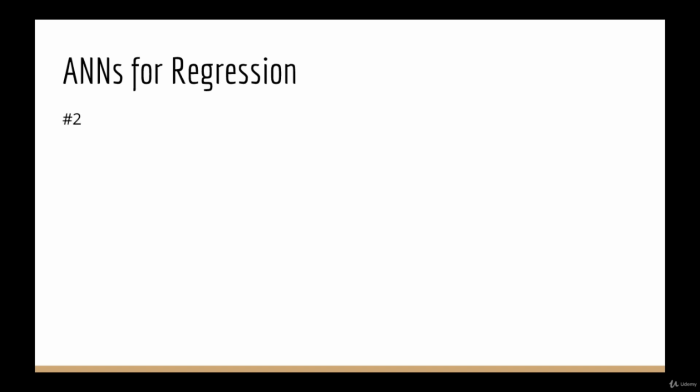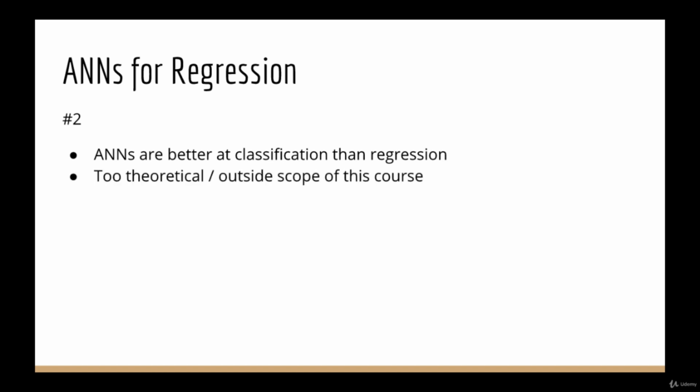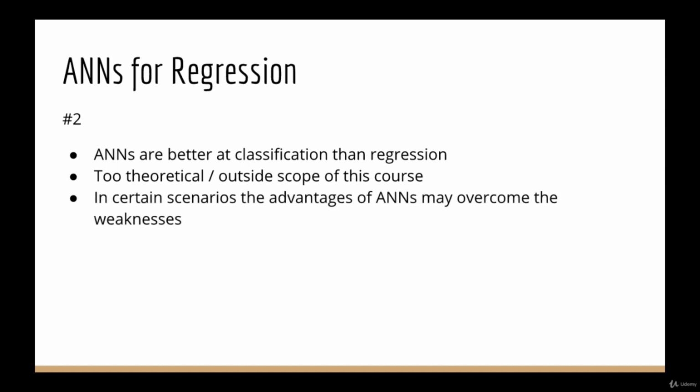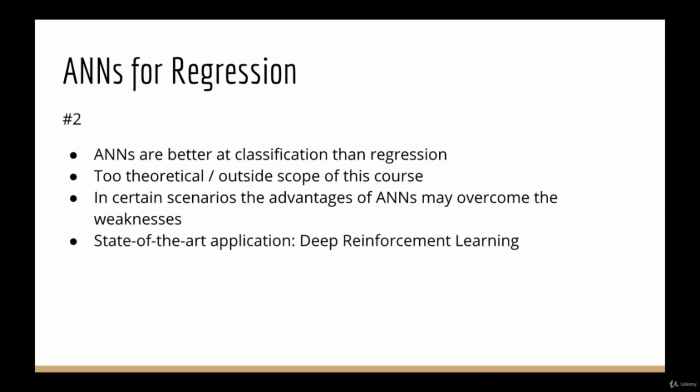Number 2, neural networks are typically better at classification than regression. Now there are a lot of deep theoretical reasons for why that might be, but the technical issues underlying those reasons are beyond the scope of this course, so we won't be discussing them. However, as we'll show in the coming example, neural networks are still a fine choice for regression problems, and in fact, in certain scenarios, the advantages of neural networks may overcome the weaknesses. Neural networks for regression are actually used in some state-of-the-art applications, such as deep reinforcement learning.